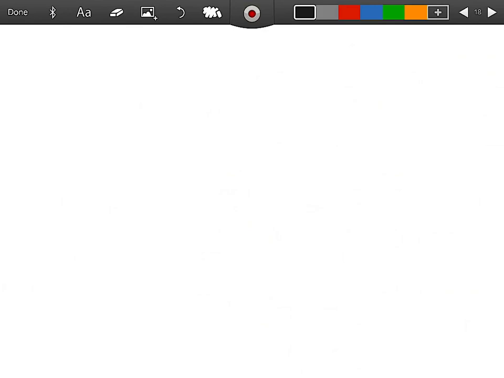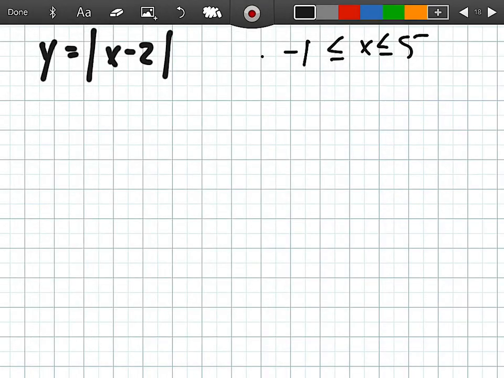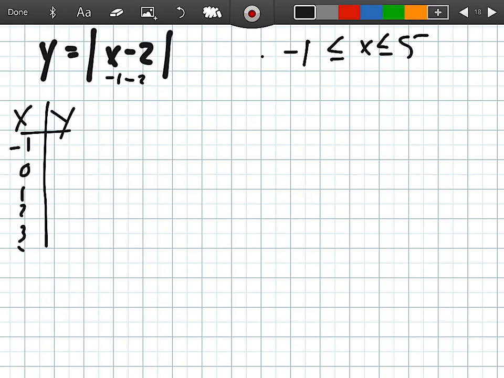All right, your next one is y is equal to the absolute value of x minus 2, and I'm going from -1 to 5. So again, you do an xy plot. So -1, 0, 1, 2, 3, 4, 5. What did I say? -1 gives me -3, so the absolute value of -3 is 3. Then 0 gives 2, 1 gives 1, 2 gives 0. And then 3 minus 2 is 1, 4 minus 2 is 2, 5 minus 2 is 3.